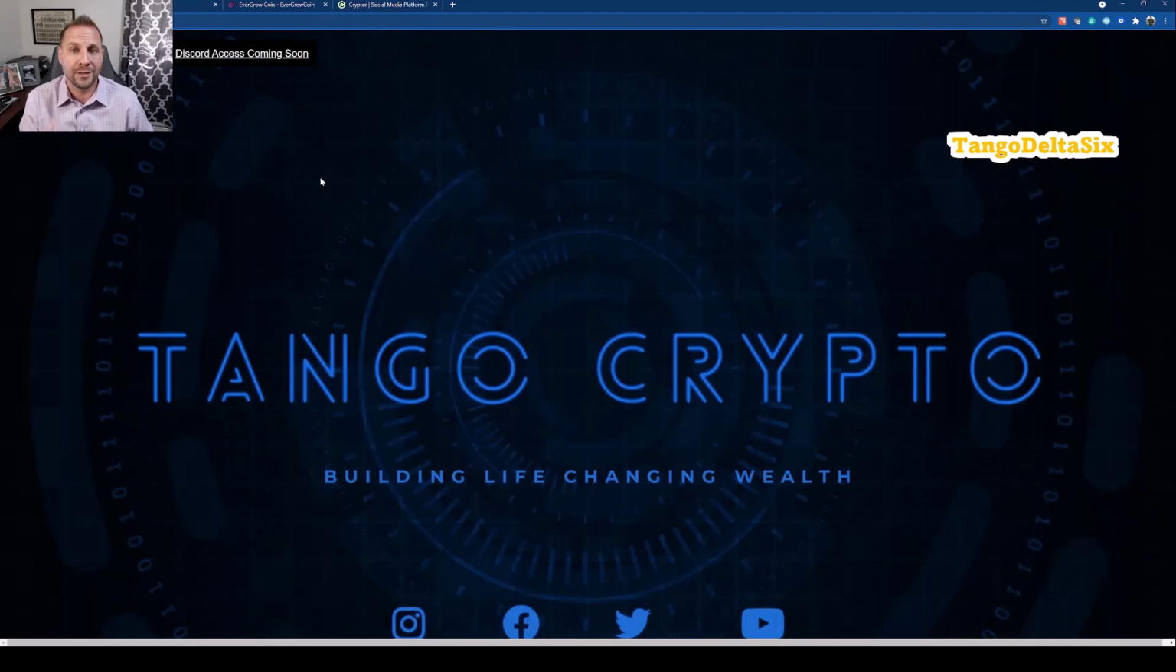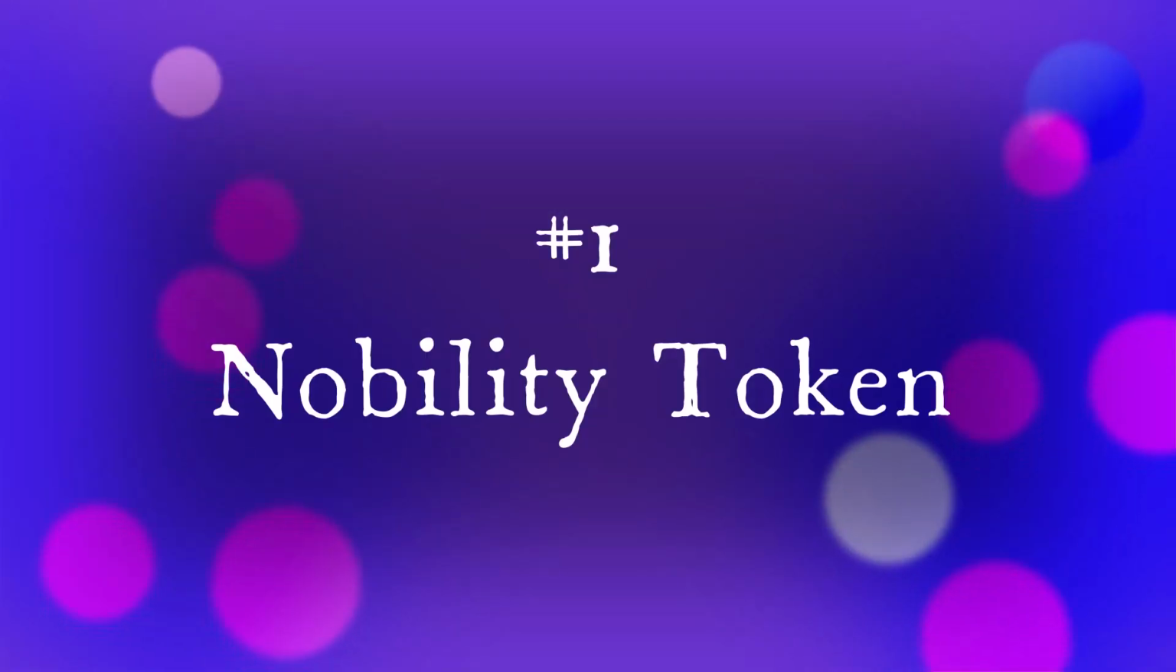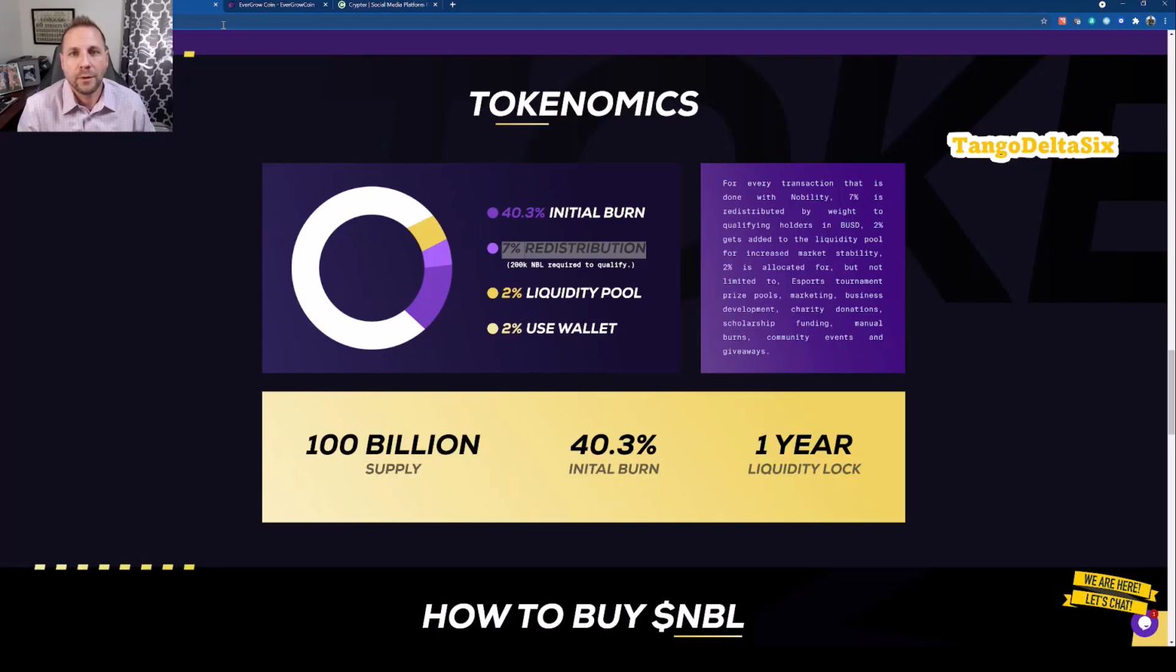But in order for the token to live a long-term 5, 10, 20, 30-year life cycle, it needs to have utility. It needs to have a reason for people to keep buying it. And that's what all of these big three tokens do. They have a legitimate use case, and we'll get into those as we go through the video.